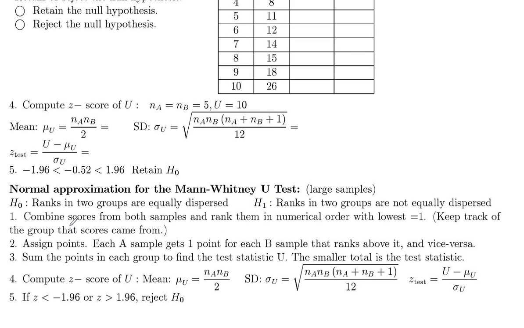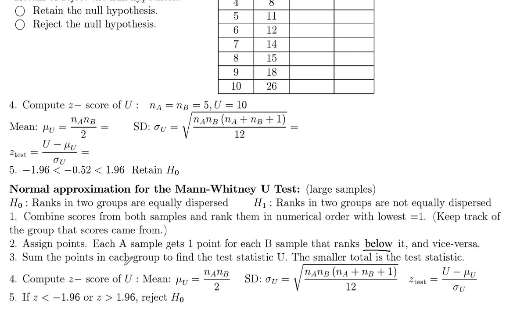So what you do is you combine the scores from both the samples and then you rank them in numerical order, but keep track of the scores that come from each group. And then you assign points, and each A sample is going to get 1 point for each B sample value that ranks below it. And vice versa. So what we're doing is we're trying to look at each value from each group and see how many values from the other group that it ranks above.